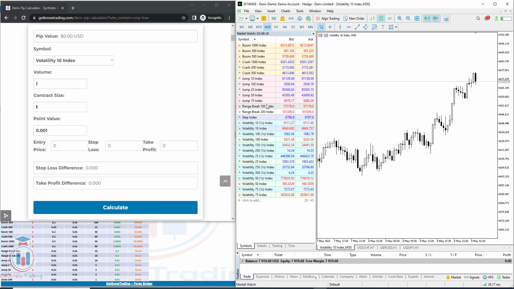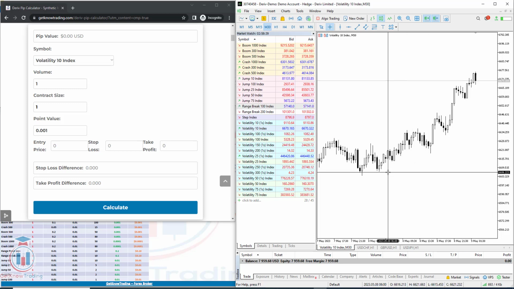So in the Market Watch window where all the symbols are located, select Volatility 10 Index, here it is, and drag and drop it here on the right side, and in the upper left corner of the chart you will see that I have selected Volatility 10 Index. You can see it here. So you can see how the market looks.